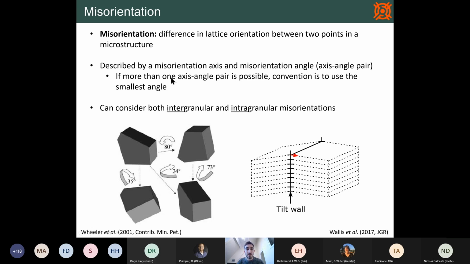And just to note that with these misorientations, there's actually many possible axis-angle pairs that can get you from one orientation to the next. And the convention is to use the one that has the lowest misorientation angle.